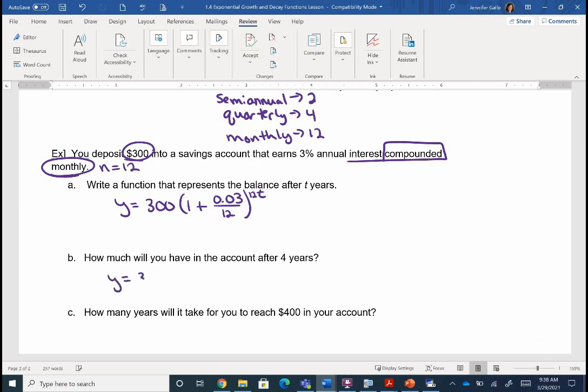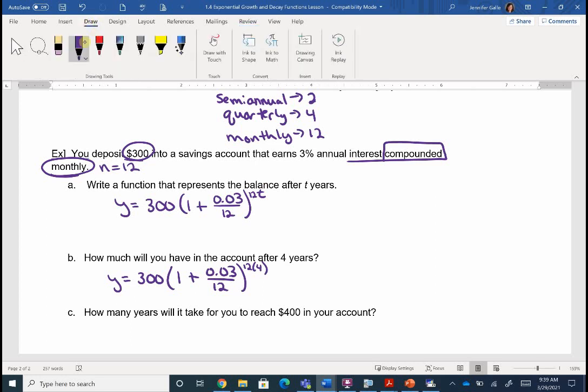The only thing that's going to change is the T is going to become a 4. Now, you might be thinking, okay, Miss Golly, can I simplify that stuff in parentheses like we were doing with the other ones? Typically, guys, if we try to do that, we're going to end up with a messy decimal that we're going to have to round. And we don't want to round until the very end. So just leave what's in the parentheses alone.